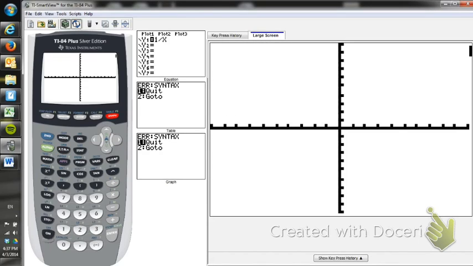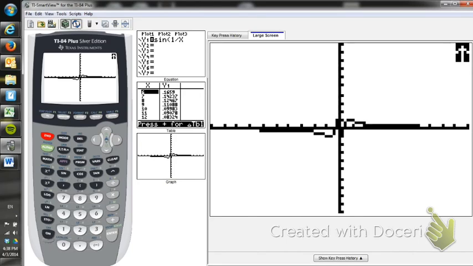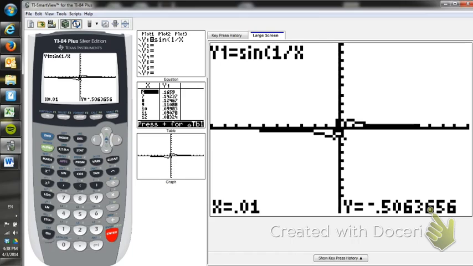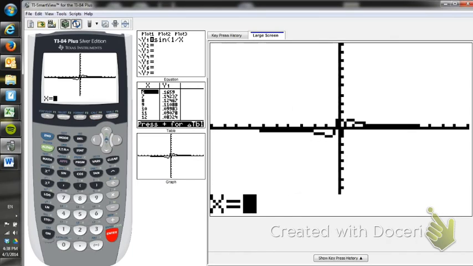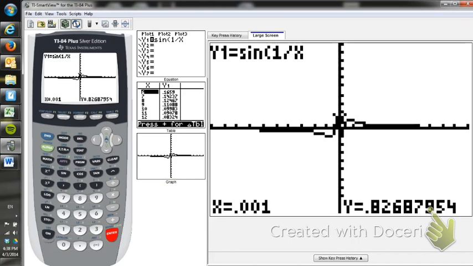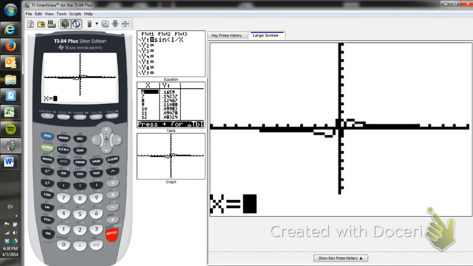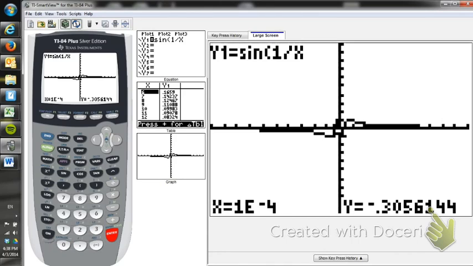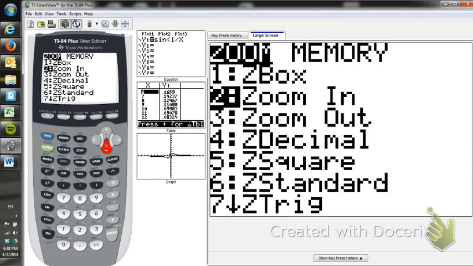Okay, so when we graph this function, it's kind of hard to tell right here. I am going to plug in some numbers so you can see what happens. If I plug in, let's say a number from the right side, like 0.01, I get a negative 0.5. Then if I do 0.001, I go up to 0.82. And if I do 0.0001, I go back down to a negative number. So it's really hard to see what this graph is doing because it keeps going up and down between negative and positive. So I'm going to zoom in on this as well so you can see what it looks like.